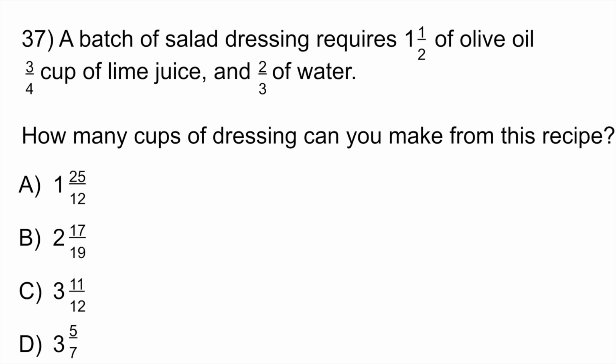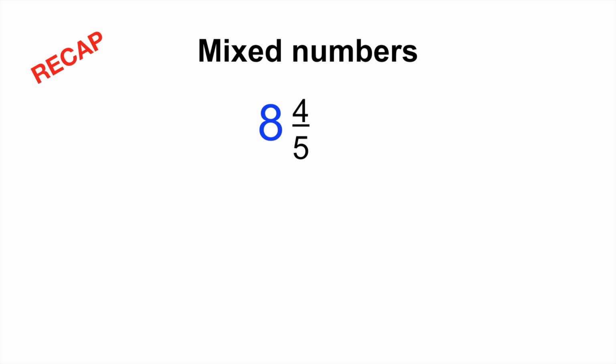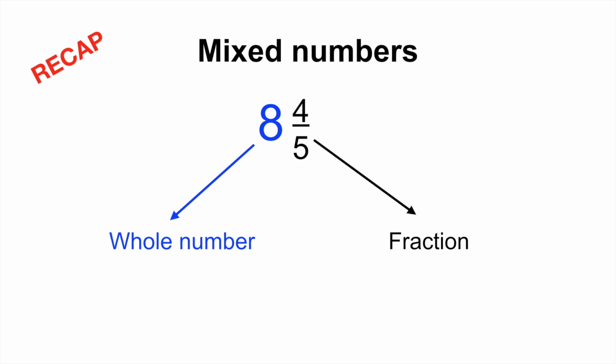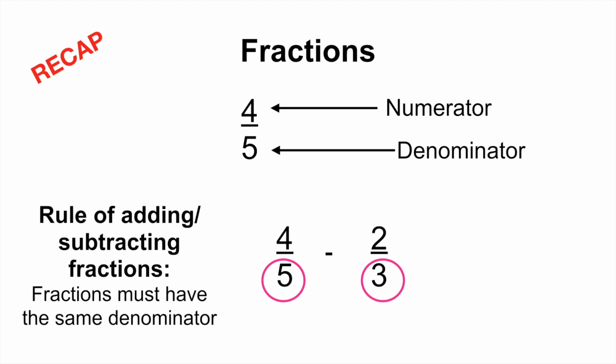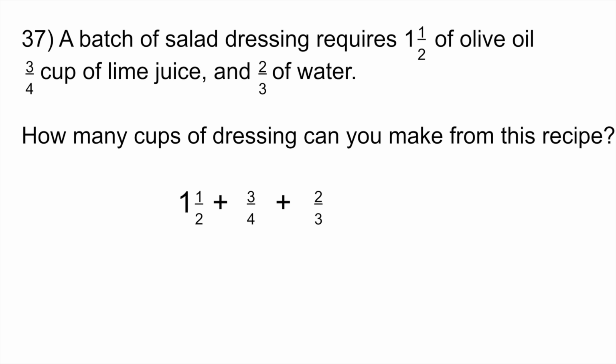So what are mixed numbers? Well, basically they're made up of a whole number, which is the number in the front, and then a fraction. And the second thing you have to remember about fractions, as we said, is that the top number is the numerator and the bottom is the denominator. Whenever you add or subtract fractions, that bottom number, the denominator, has to be the same. In this case, what they're asking you is how many cups of dressing you can make from this recipe. So what you have to do is take all the ingredients and add them up together.